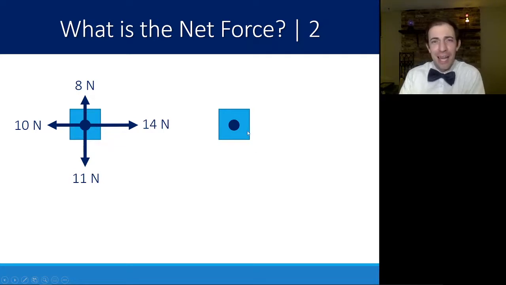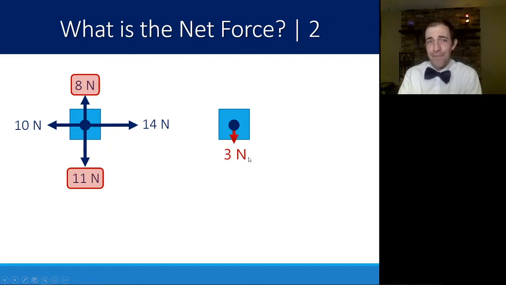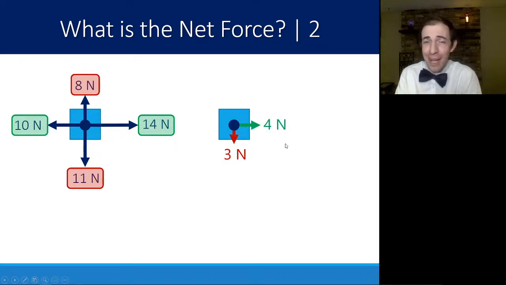I've drawn another diagram here that I'm going to draw a simpler version of these forces. First, looking at these vertical forces, they simplify down, 11 and 8, to 3 newtons going down. Likewise, these 10 and 14 simplify to 4 newtons going to the right.